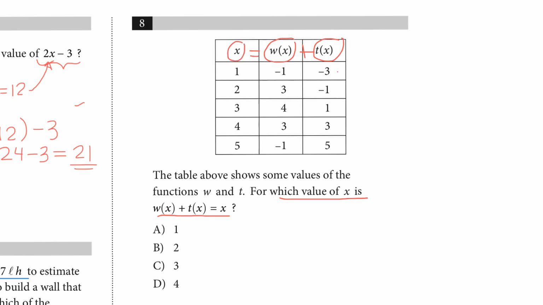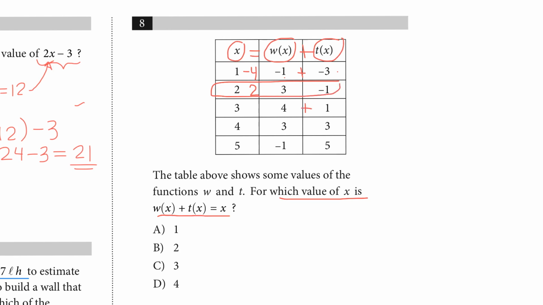So what we're going to do is add negative 3 and negative 1. Well, that's negative 4. That's not going to work. 3 plus a negative 1, that's 2. And so this one here seems like it works just great. And we'll just go through the others.